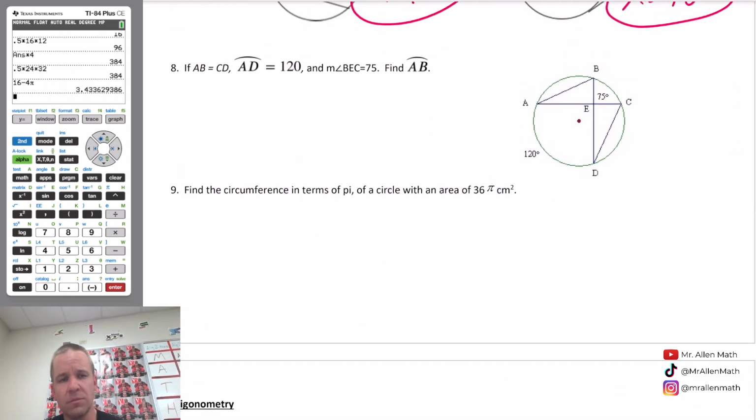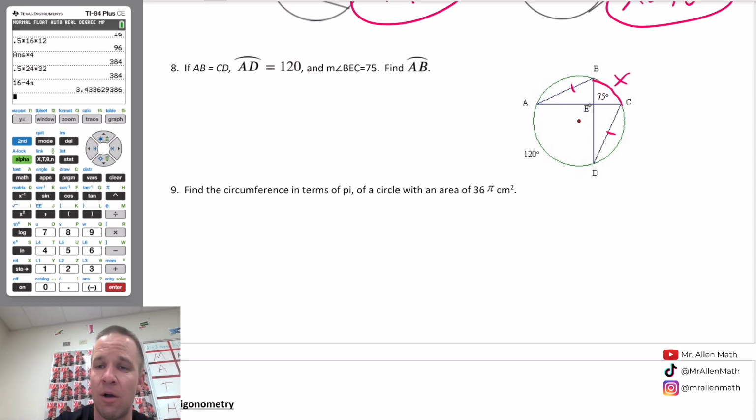All right. If AB is equal to CD, so these two are equal, and AD equals 120, and angle BEC equals 75, find AB. This is probably the most challenging one that we have here. So the first thing I'm going to do is solve for this arc BC right there. I'll call that x. That is an intercepted arc of that angle 75 degrees.